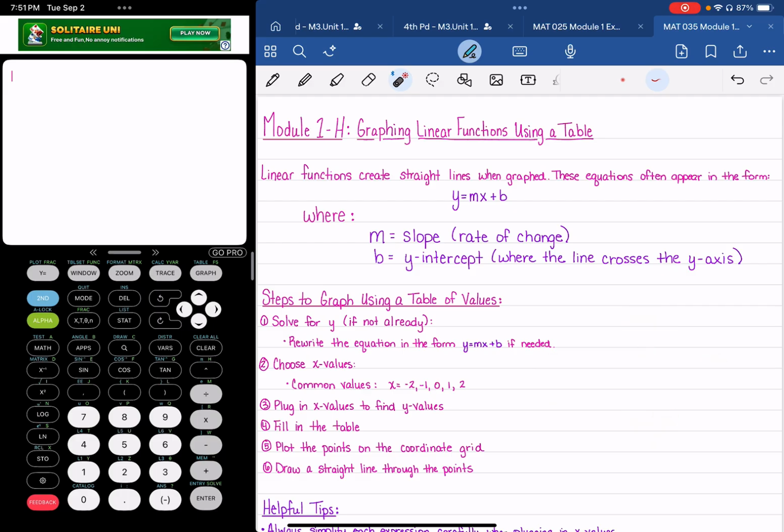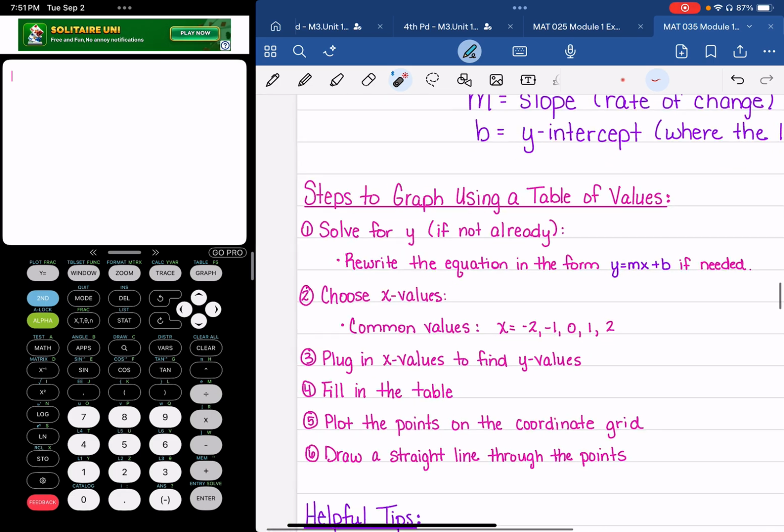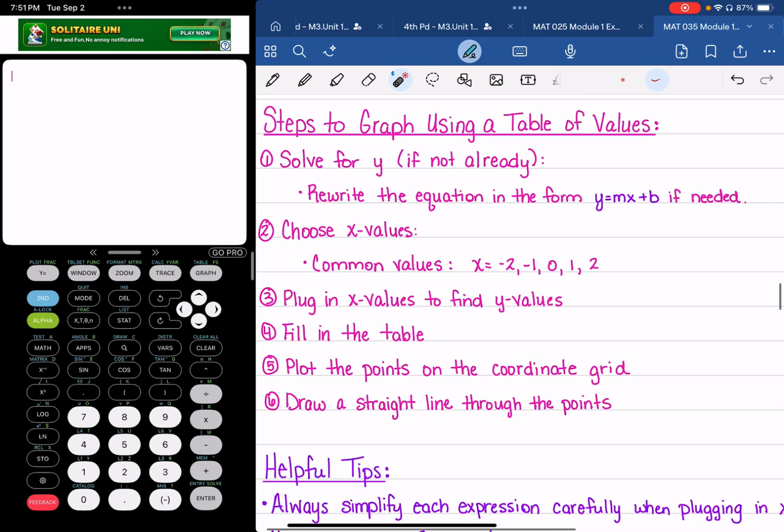So, steps to graph using a table of values. The first thing you're going to want to do is solve for y if it's not already done. When you're using your calculator, especially, you've got to have it in y equals form. So we're going to rewrite the equation in the form y equals mx plus b if it's not given to us that way. Then we're going to choose some x values. Some common x values, these are usually pretty safe ones, are -2, -1, 0, 1, and 2. But you can use your calculator to help you.